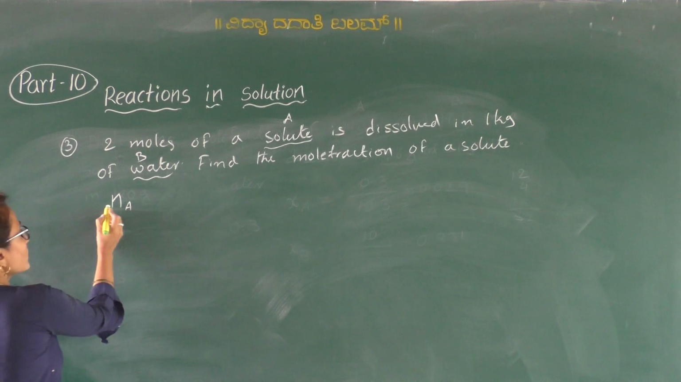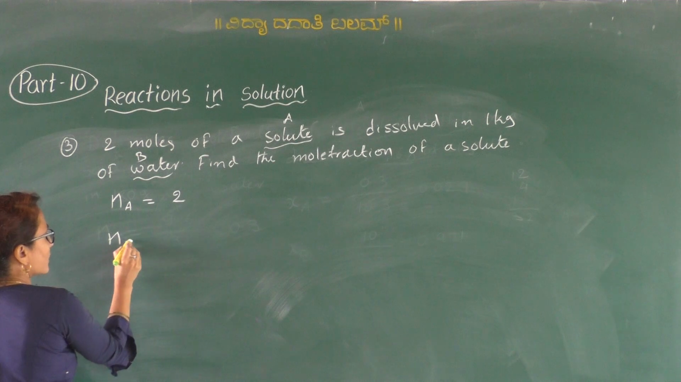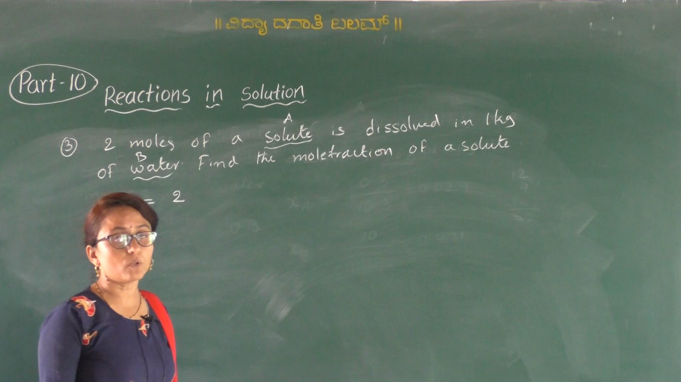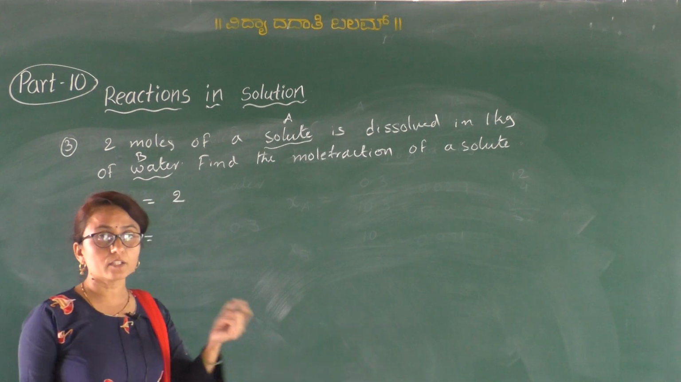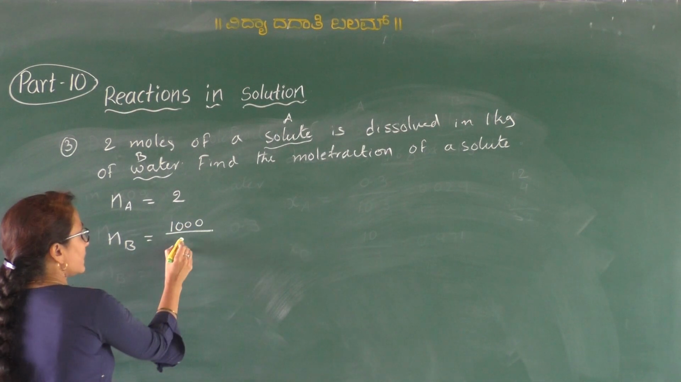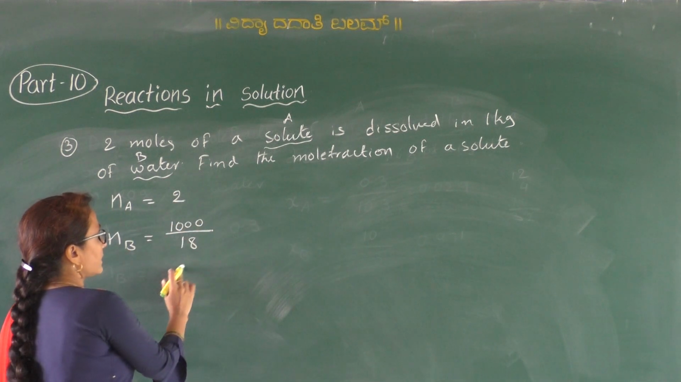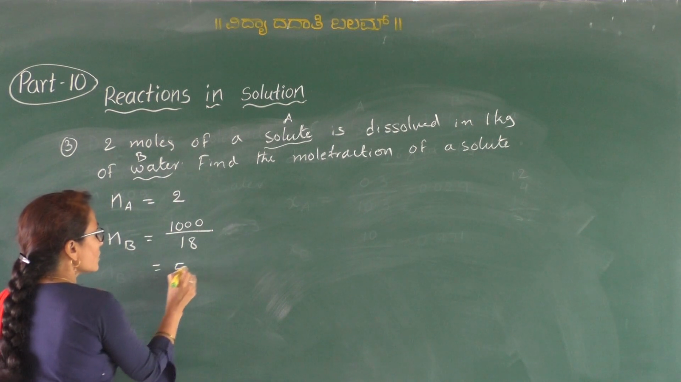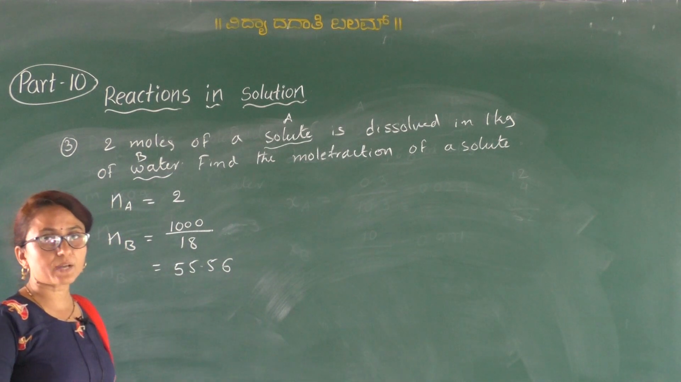Okay. So the number of moles of A is given, that is equal to 2 moles, and the number of moles of water is equal to mass divided by molar mass. The mass given is 1 kg. Okay. So it is converted into grams. 1 kg is equal to 1000 grams. 1000 divided by the molar mass of water, 18. So 1000 by 18 is equal to 55.55, you take it as 55.56.